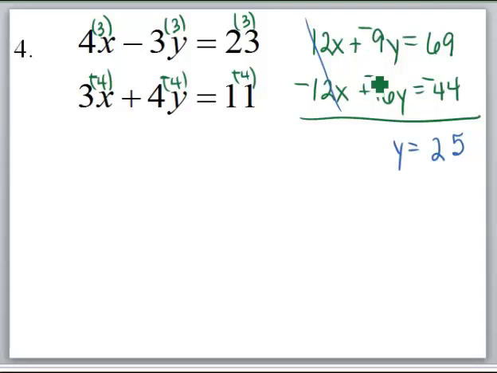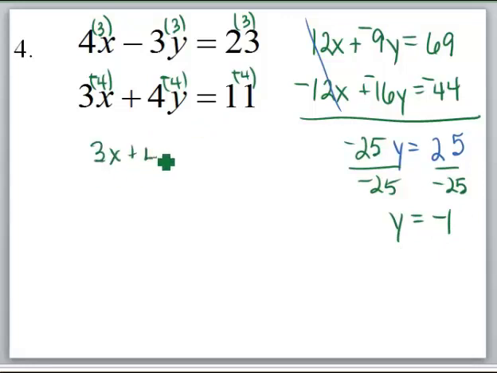I always have to be careful of those negatives. So I end up getting a negative 25. So when I divide by negative 25 on both sides, I get y is a negative 1. I'm going to go ahead and pick the second equation to plug this back into just because it's all positives, and I like all positives.